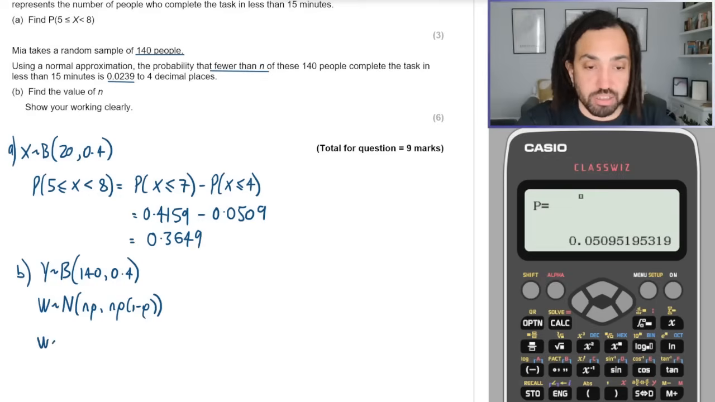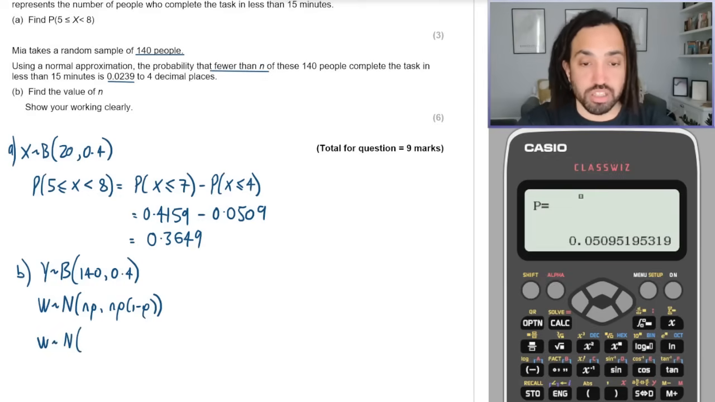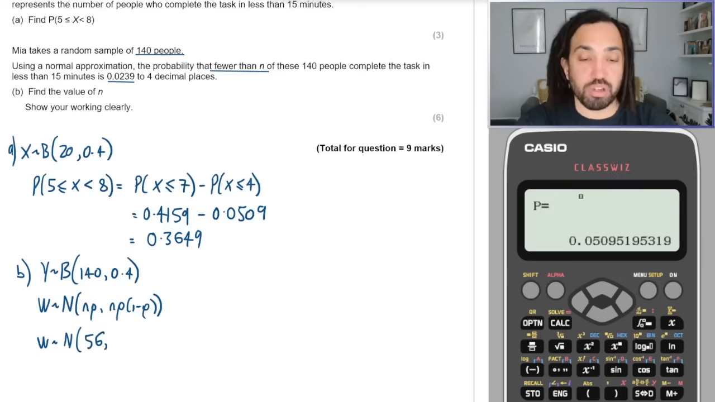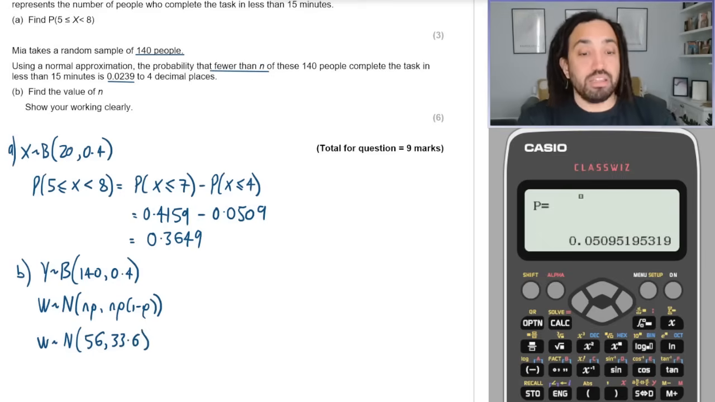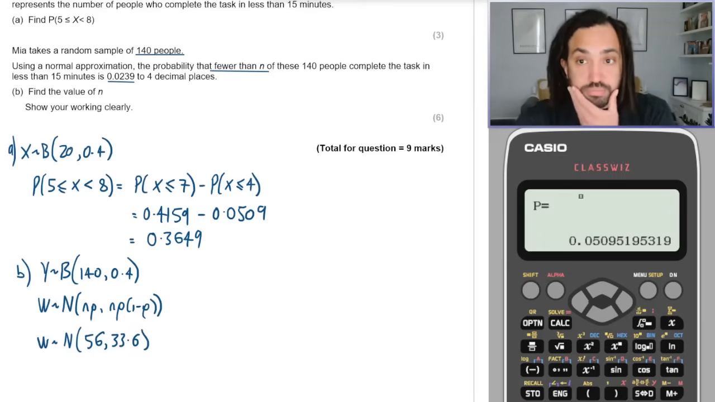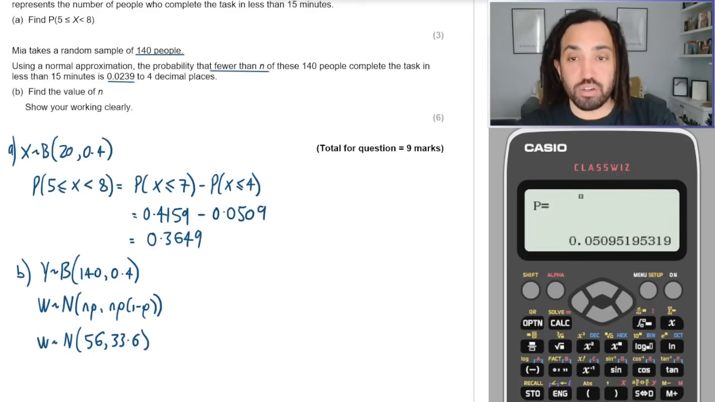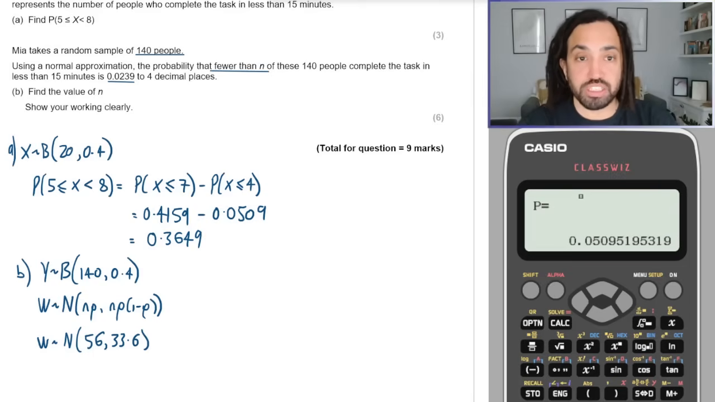Okay, so that means that W is normally distributed, so np is 140 times 0.4, which gives you 56, and then multiplied by 1 minus p, which is 0.6, and that gives you 33.6. Okay, so that's my distribution, and it says fewer than n of these people, and because it's a normal approximation, we're going to have to use the continuity correction.